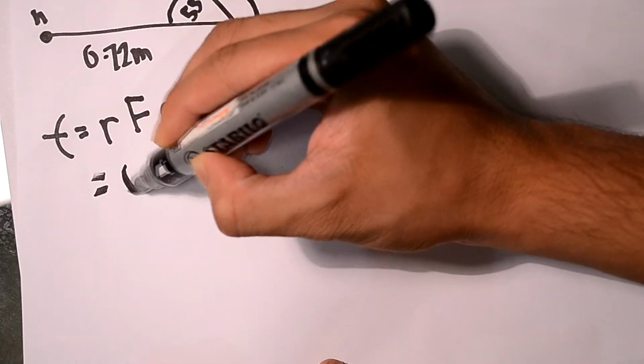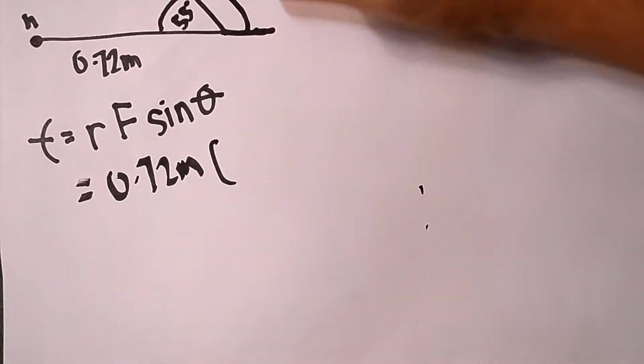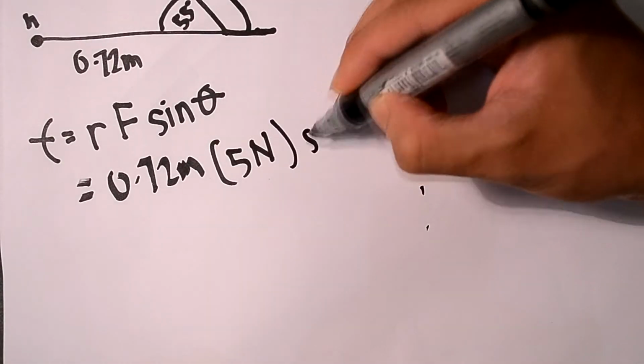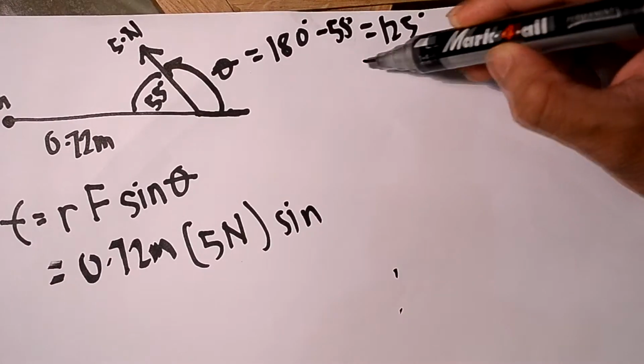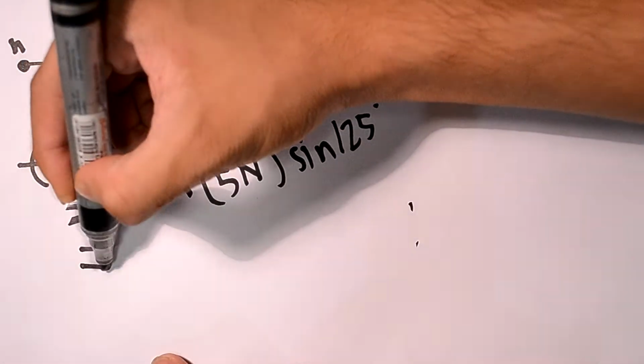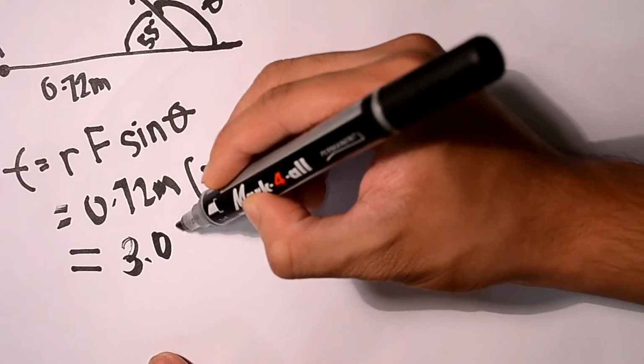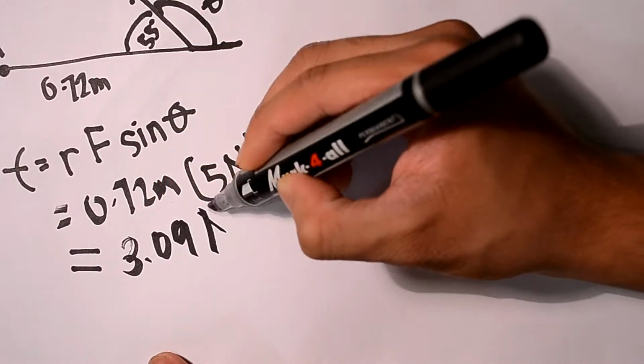R is 0.72 meters. The force is given as 5 newtons. Sine theta, which is sine 125 degrees. So the torque acting on the door is 3.09 newton meters.